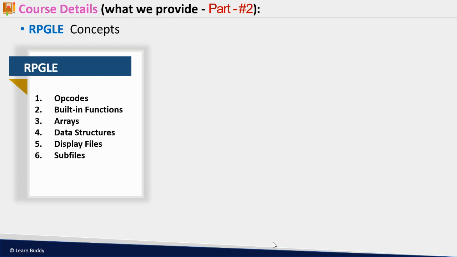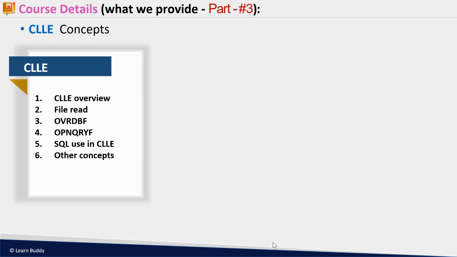Next we'll discuss RPGLE. RPGLE is the heart of AS400, I can say. Without RPGLE, there is no AS400. RPGLE also works with opcodes. Opcodes are basically used to write the RPGLE language. In Java or Python, in most cases we import libraries and write some kind of syntax, right? In RPGLE also we have opcodes to write the language. Those opcodes help us write algorithms, built-in functions, arrays, data structures, and display files and subfiles. Display files and subfiles are related to the front end system.